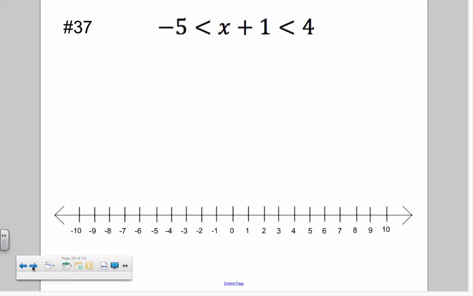So we learned about two different types of compound inequalities in class. We have an and inequality and we have an or inequality. So I'm going to solve one of each for you from your homework. And the first one is number 37.